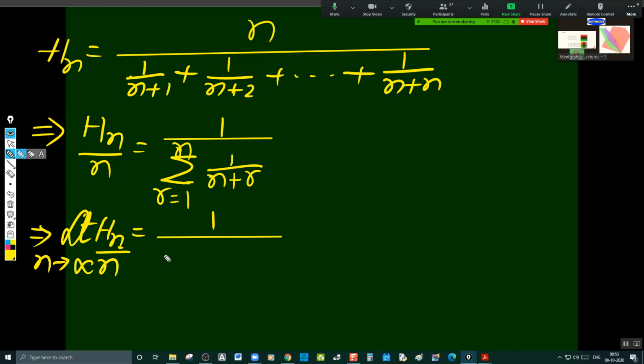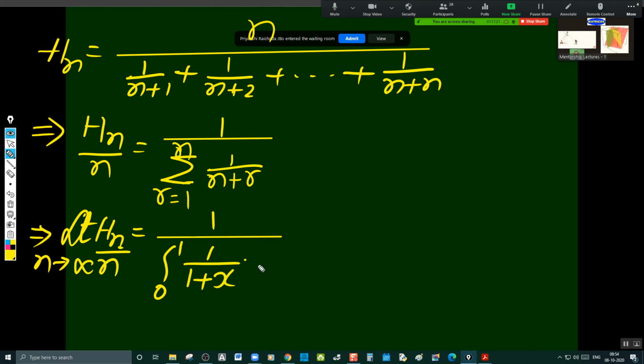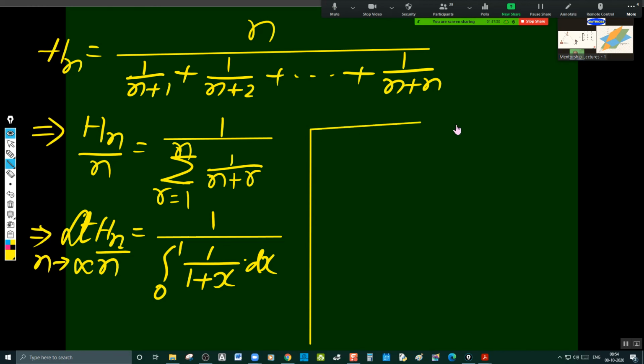Further, whenever you come across this type of question, write the integral 0 to 1 directly and replace n with 1 and r with x. That's it. Replace n with 1 and r with x. So what happens? 1 upon 1 plus x dx. That's it. What is it that I said? Whenever you come across this infinite series summation, replace n with 1 and r with x.